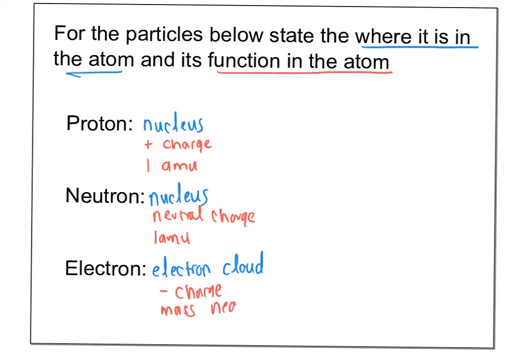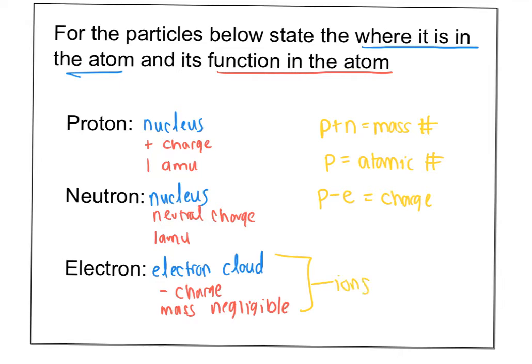And the electrons have negative charge and mass is negligible. They do have mass, but it's not enough for us to really pay attention to, because compared to the proton and the neutron mass, it's so small. So we know that proton plus neutron will give us our mass number. We know that the number of protons is the same as the atomic number. And we know that protons minus the electrons is going to give us our charge. So if we change electrons, we're going to get ions. If we change neutrons, that's going to give us isotopes. If we change the protons, it's going to change the element.